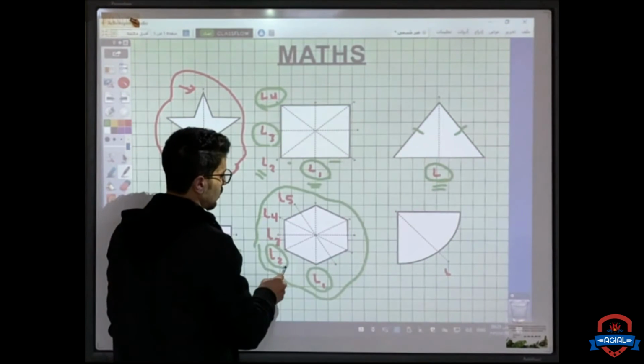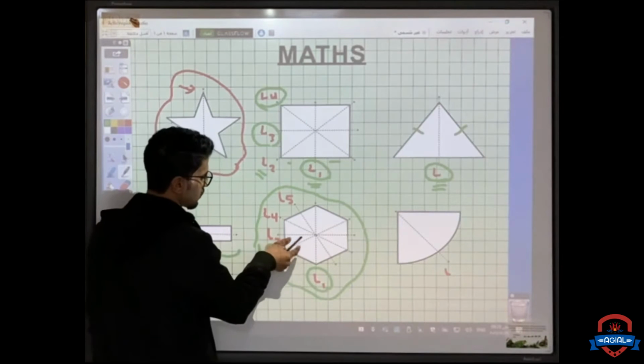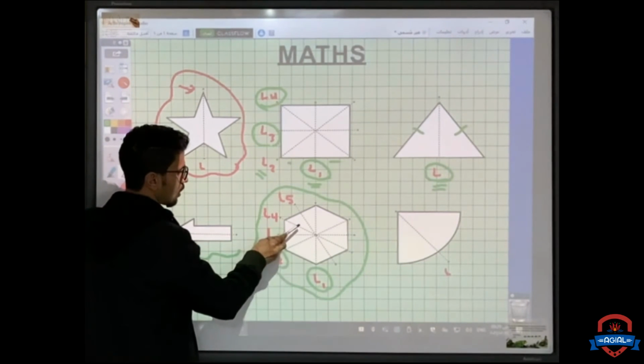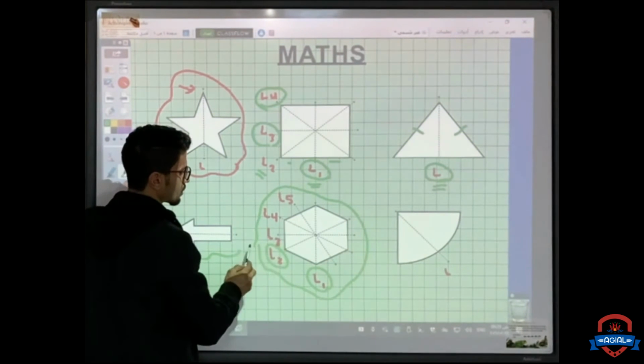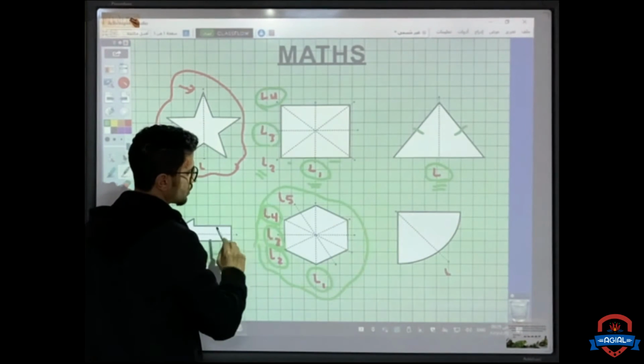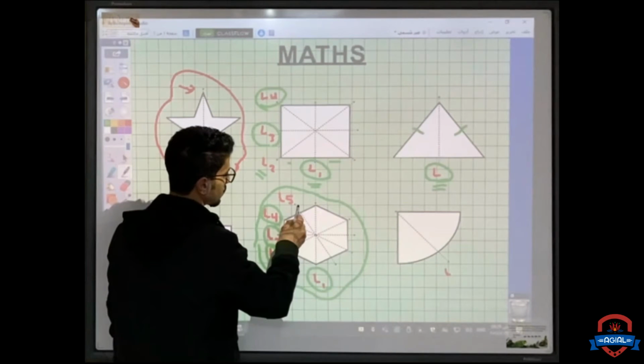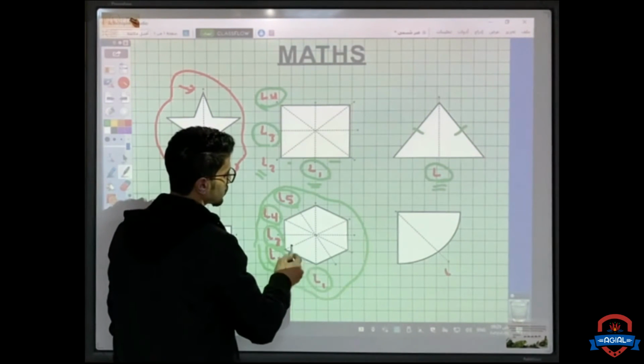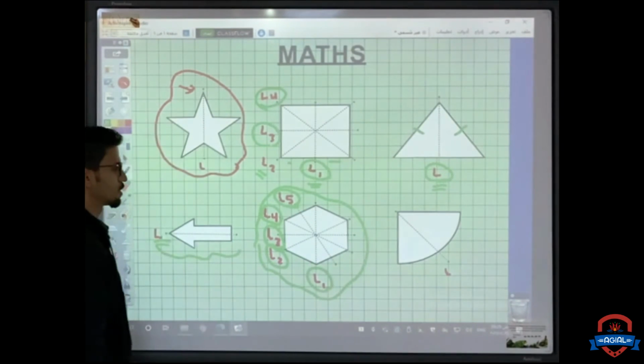And we can fold this hexagon around L2, and the two halves will coincide on each other, or we can use L3, or we can fold it on L4, or we can fold it on L5, and the two sides will coincide on each other.